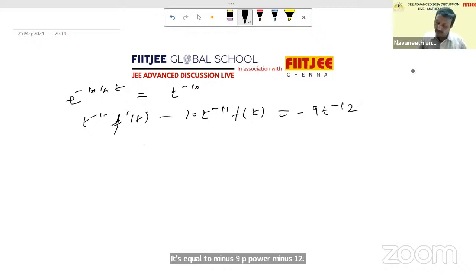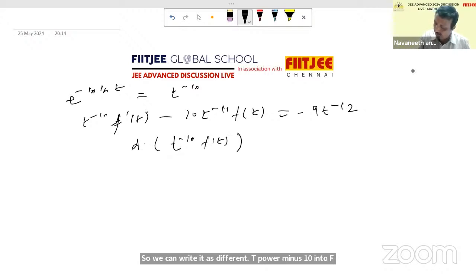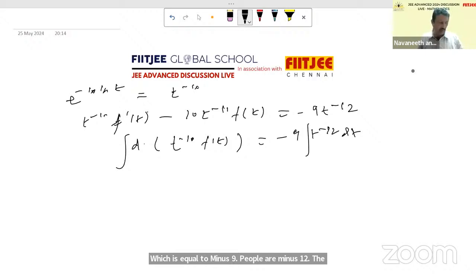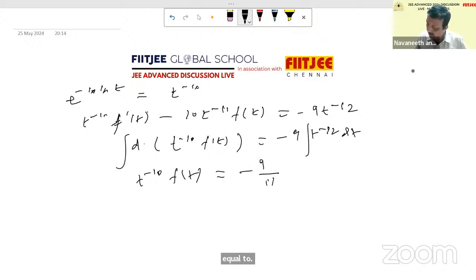So this is nothing but of the form u dv plus v du. So we can write it as the differentiation of t power minus 10 into f of t, which is equal to minus 9 t power minus 12 dt. So I can integrate both sides. By integrating both sides, we will be getting t power minus 10 f of t is equal to minus 9 by 11 t power minus 11 plus c.